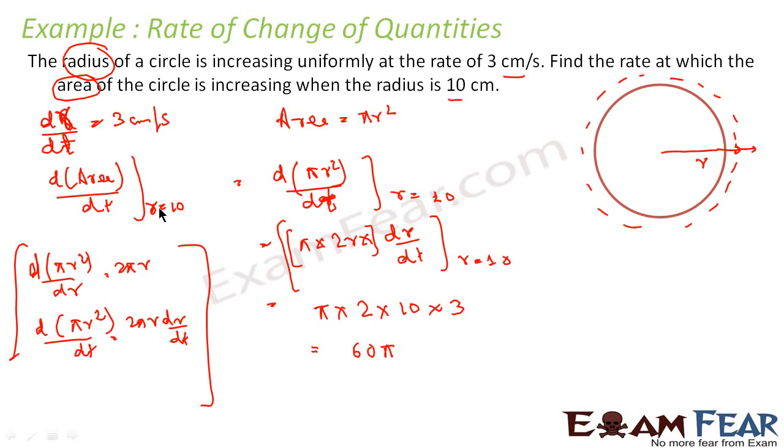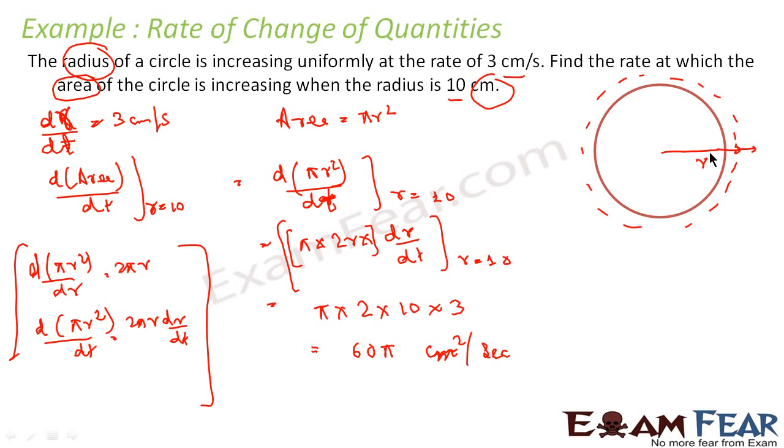What will be the unit? I'm talking about the change of area with respect to time, and the length is in centimeter. So the unit is centimeter square per second, because I'm talking about the change of area with respect to time in seconds. Please note the unit is very important to understand also.